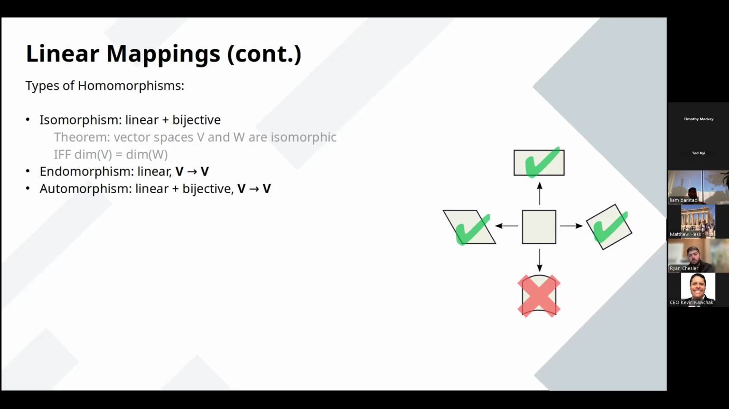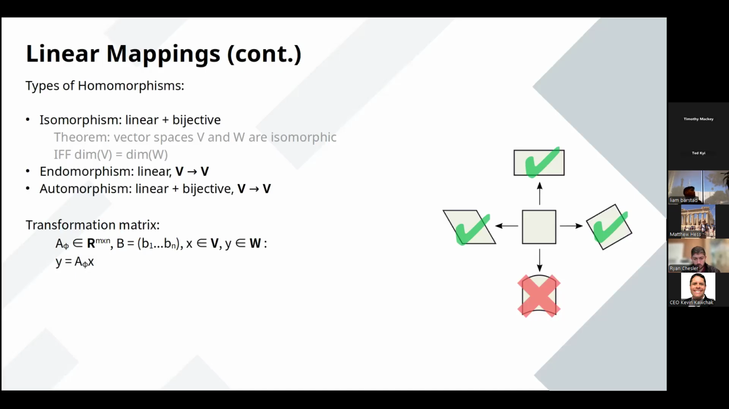For an endomorphism, we have a linear mapping from V to the same vector space with the same bases, and it's linear, but it doesn't have to be bijective. And then an automorphism is linear and bijective to the same vector space. I've seen isomorphism in many papers before.